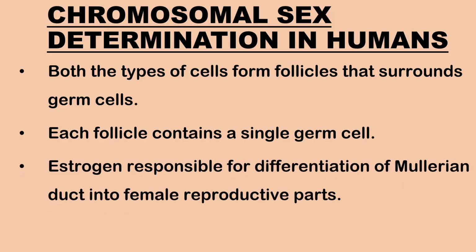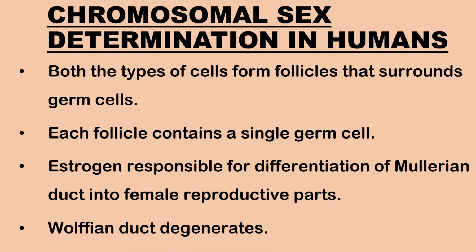In female, estrogen secreted from the fetal ovaries is responsible for the differentiation of the Mullerian duct into oviduct, uterus, cervix, and upper section of vagina. The Wolffian duct or the mesonephric duct in the embryo degenerates due to lack of testosterone.